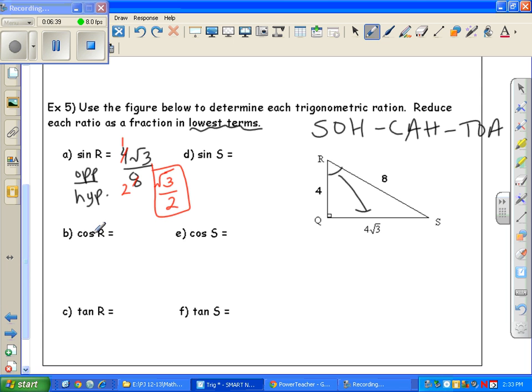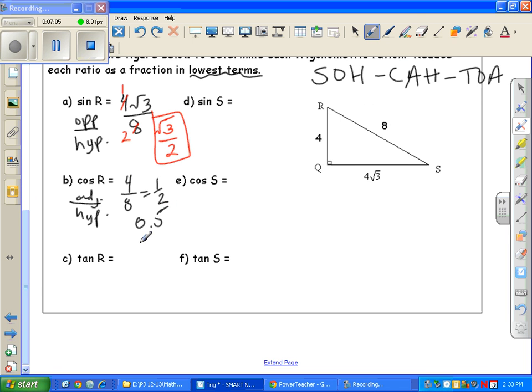In A, we're asked for the cosine of R. I'm going to take away these labels, and I'm going to go to R, but now I'm going to look for the adjacent compared to the hypotenuse. Well, the leg that's adjacent to R is RQ, which is 4 units. So this would be 4, and the hypotenuse is 8. 4/8 would be 1/2, or you can write 0.5.